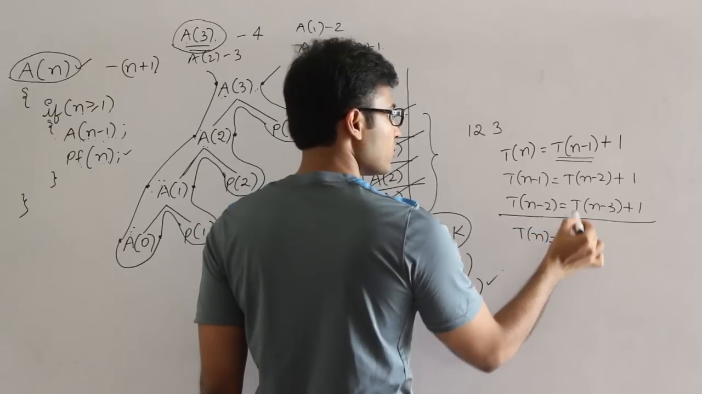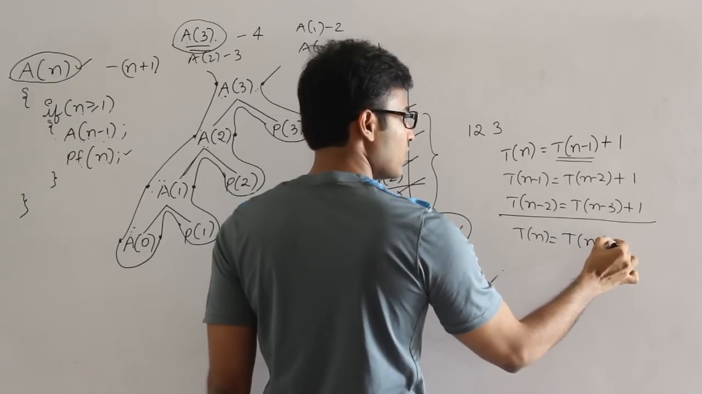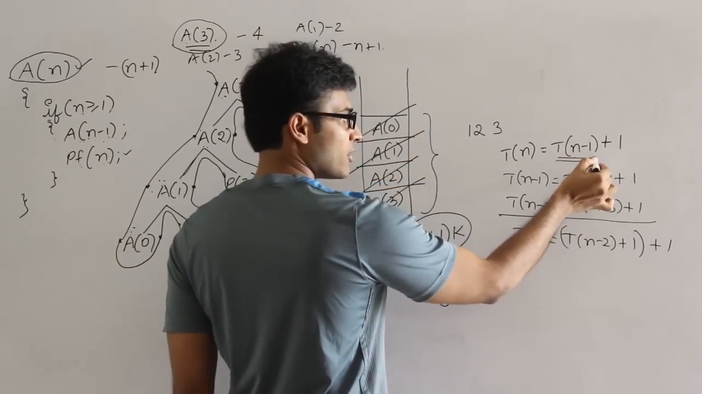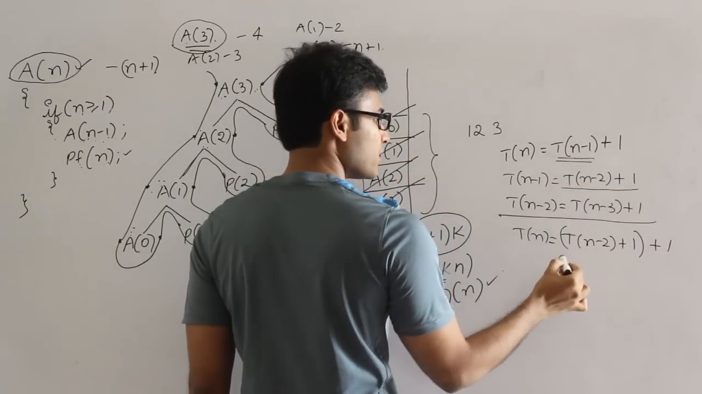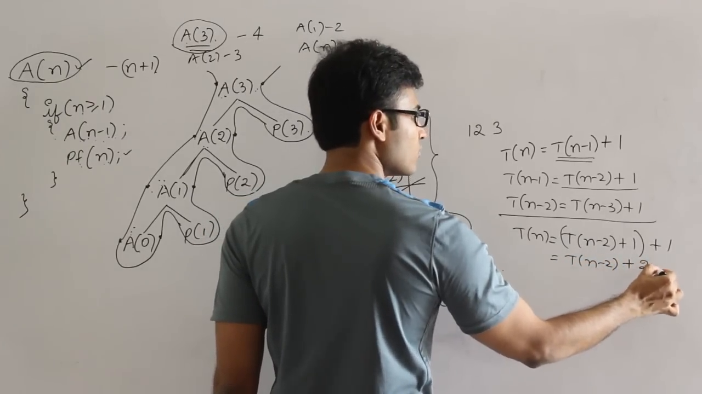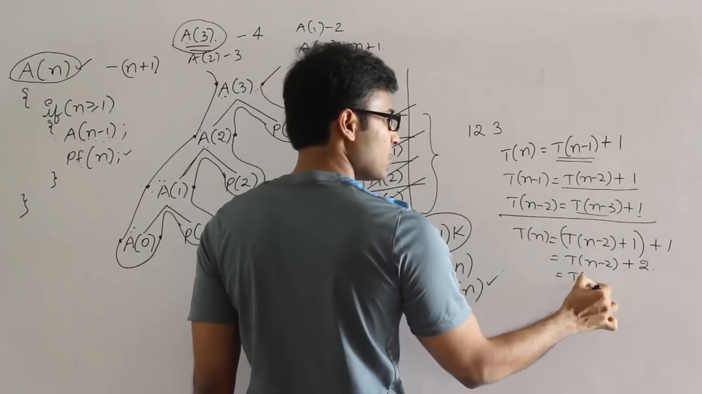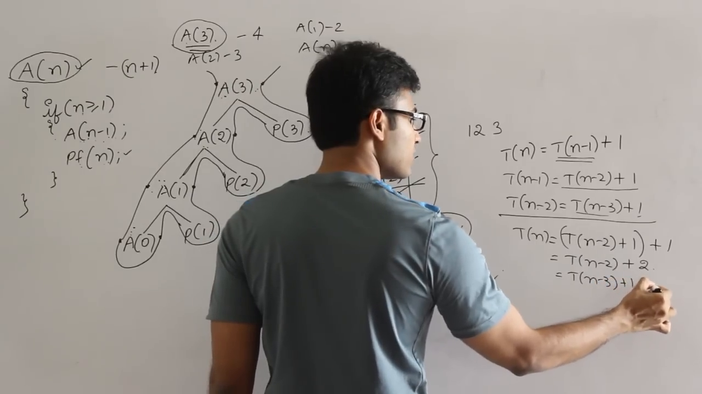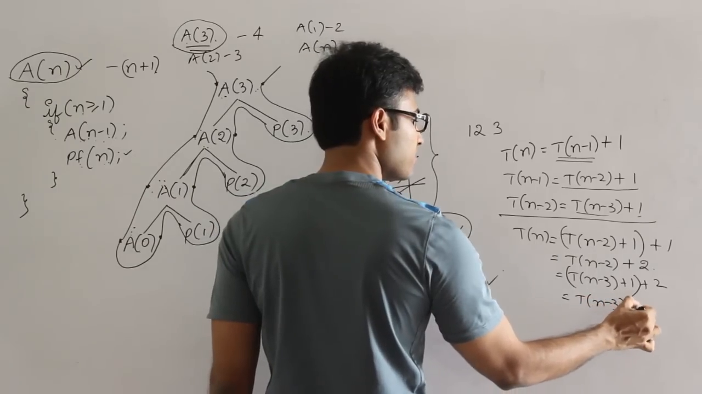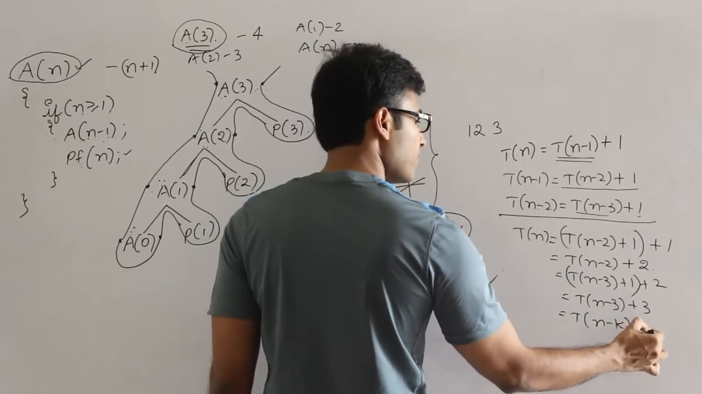Then what do I get? T of n equals, in place of T of n minus 1, if you substitute this entire thing, we are going to get T of n minus 2 plus 1 plus 1. That equals T of n minus 2 plus 2, right? And now in place of T of n minus 2, you substitute this, which means T of n minus 3 plus 1 plus 2, that equals T of n minus 3 plus 3. So on, what do I get? T of n minus k plus k.